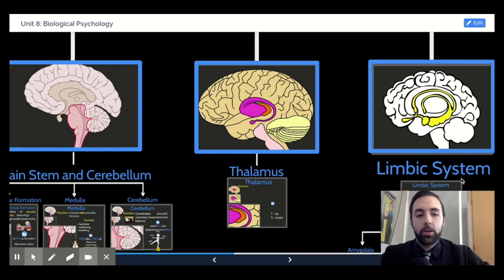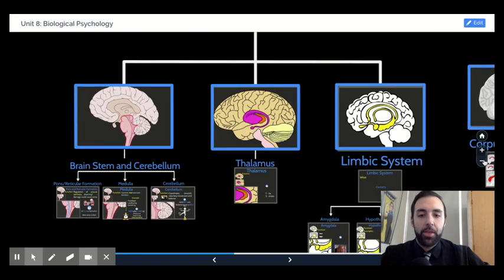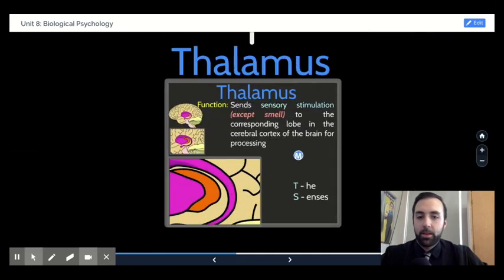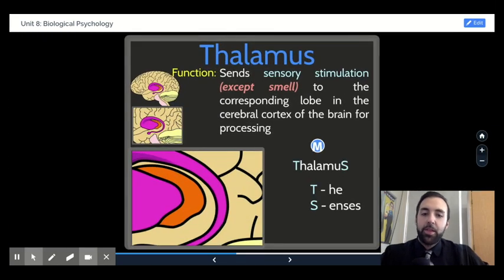Zooming back out, we're now going to go to the singular region of the brain called the thalamus. The thalamus is basically positioned right above the brainstem, but it's not going to be considered part of the limbic system, the region to the right. So we're going to talk about it in isolation. The thalamus has an interesting role. The thalamus is in many ways what I like to call the sensory hub in your brain.